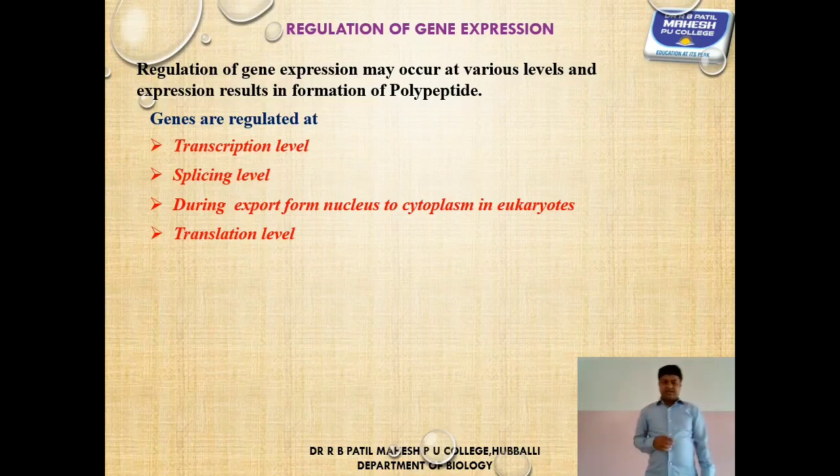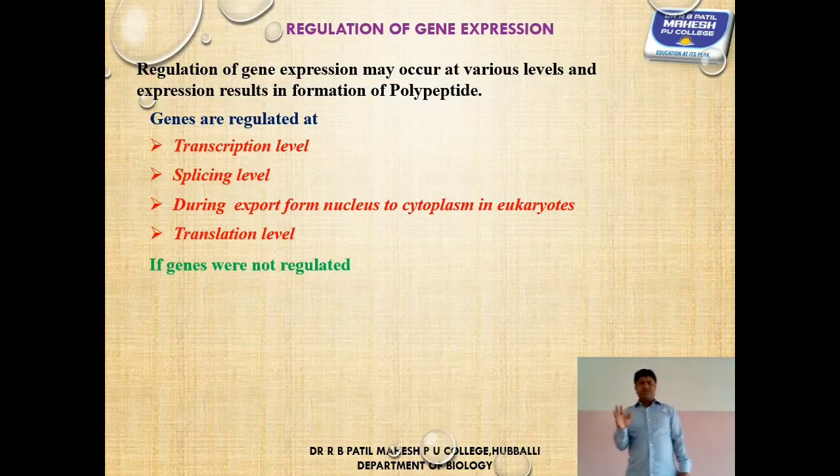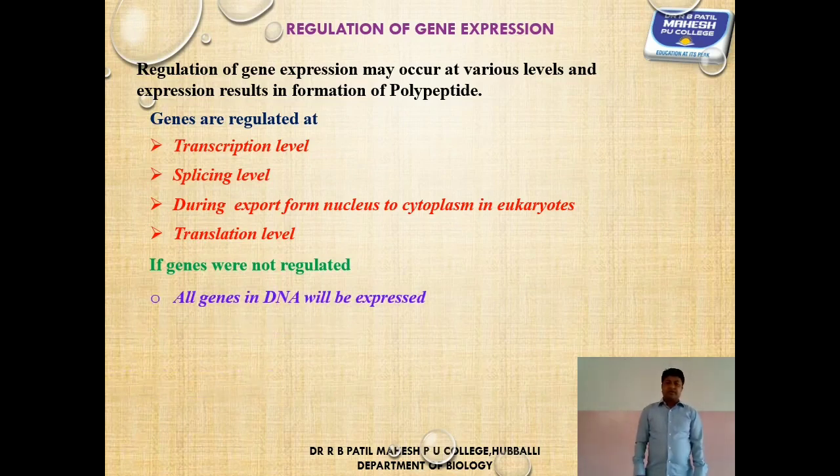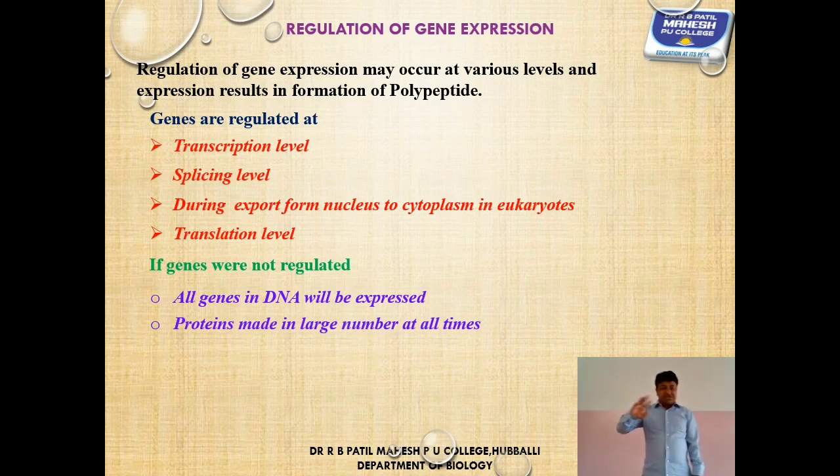The next question arises: if genes were not regulated, what happens? If all genes are not regulated, all genes in a DNA will be expressed. If all genes are expressed, a large number of proteins are produced. For example, we have 30,000 genes. If all genes are expressed at the same time, 30,000 different types of proteins are produced at a time.